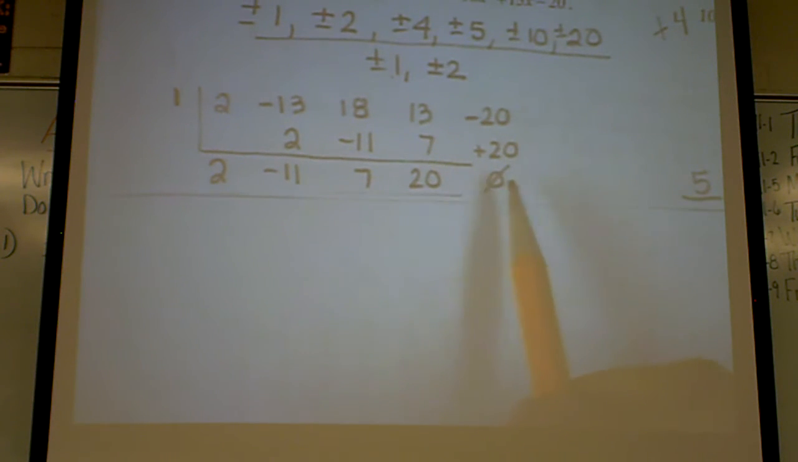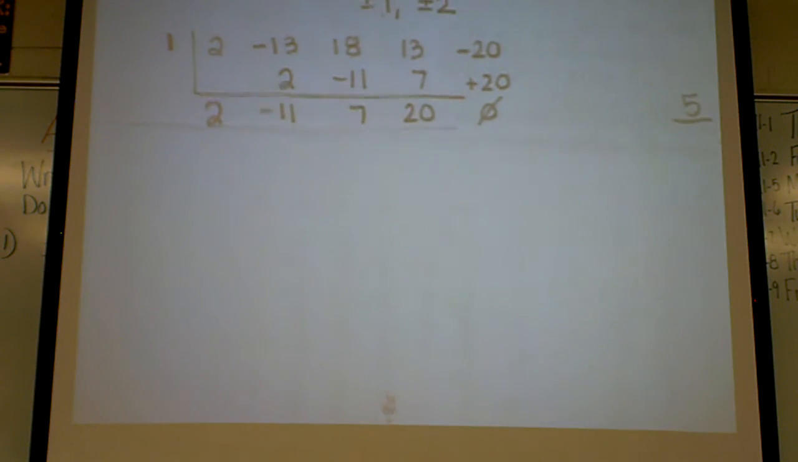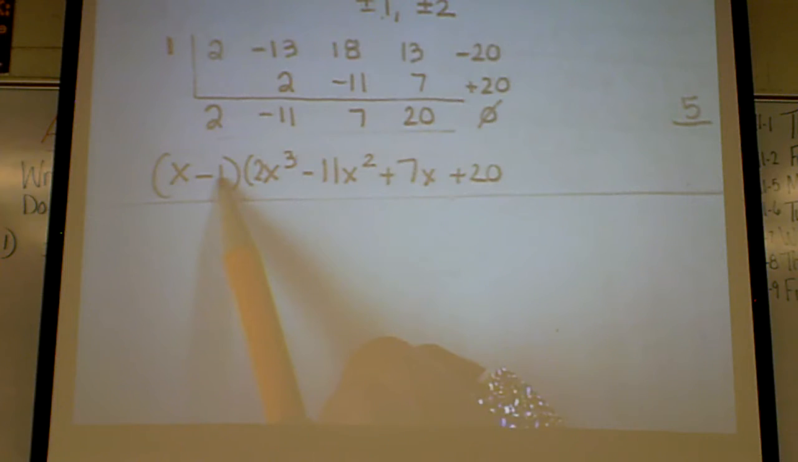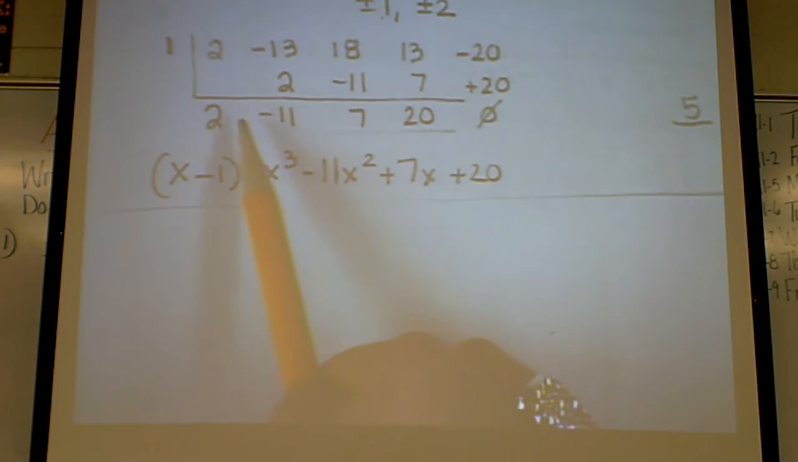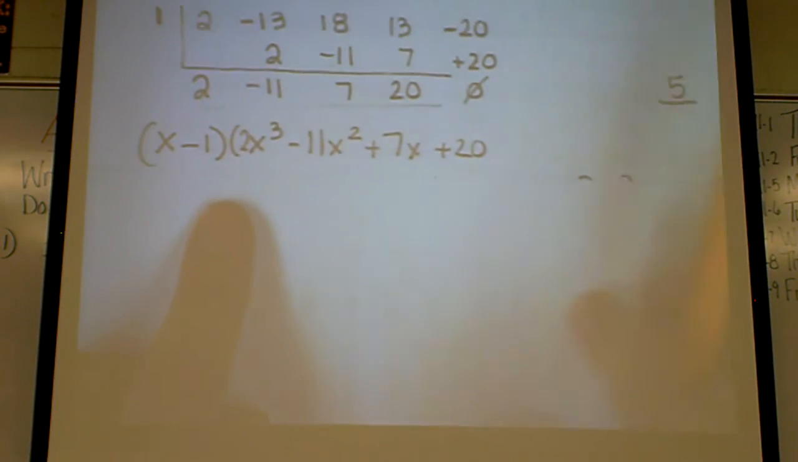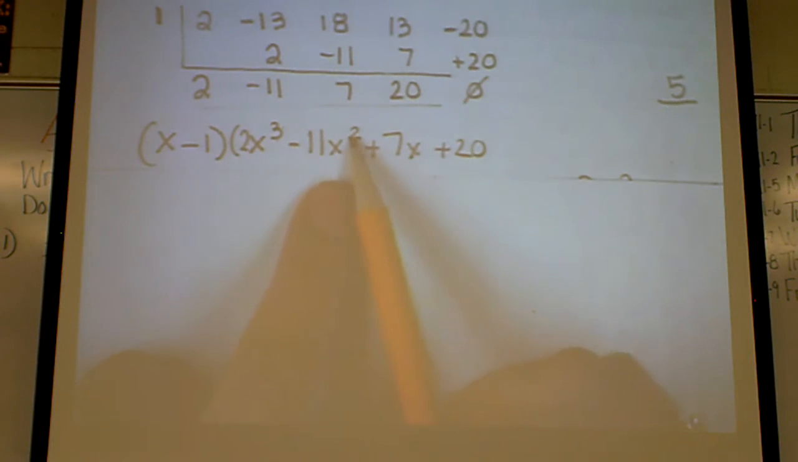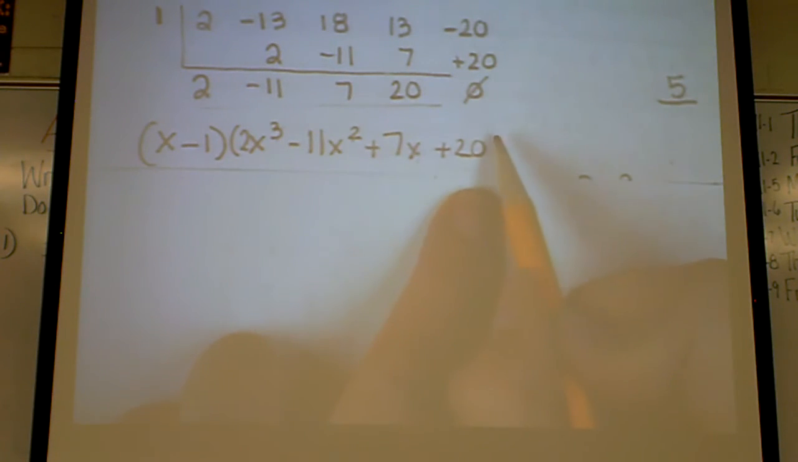0 is your remainder if you tested 1. Once you have that, you're left with x minus 1. Rewrite this. You get 2x cubed minus 11x squared plus 7x plus 20. There's no remainder.